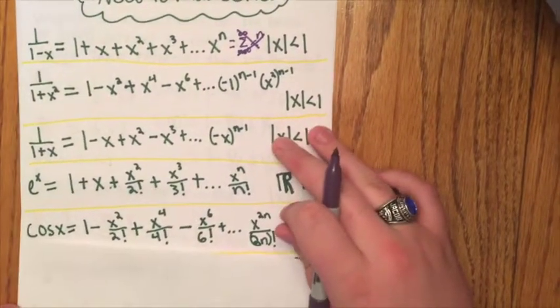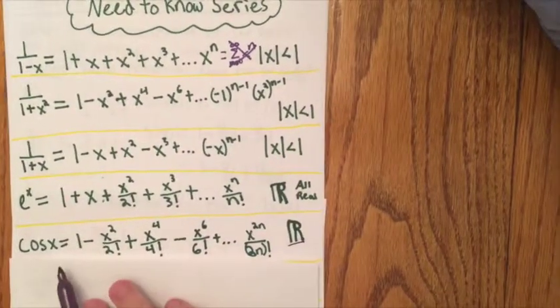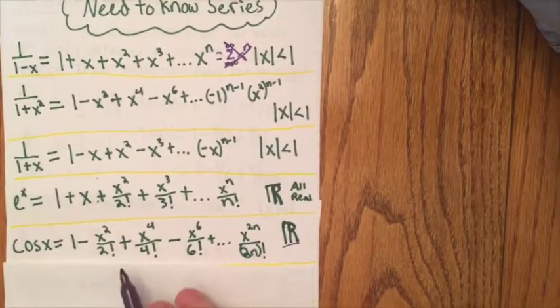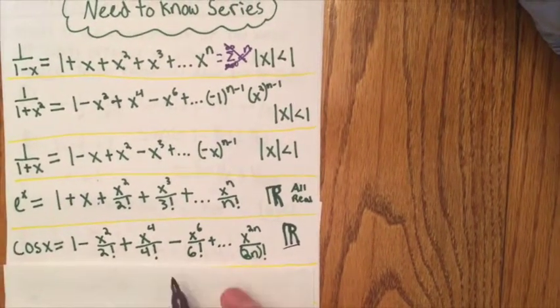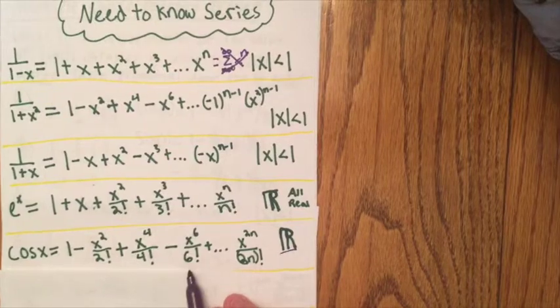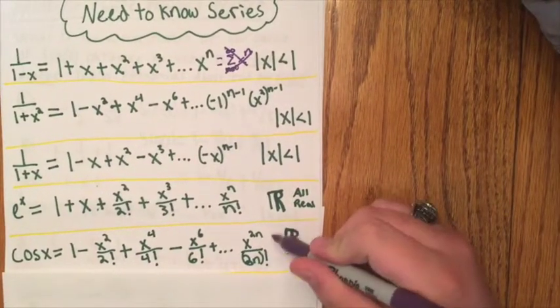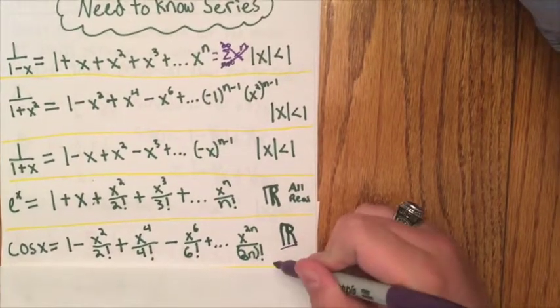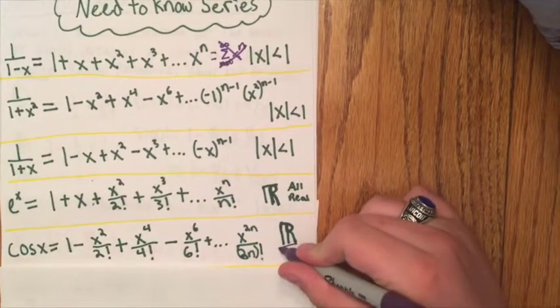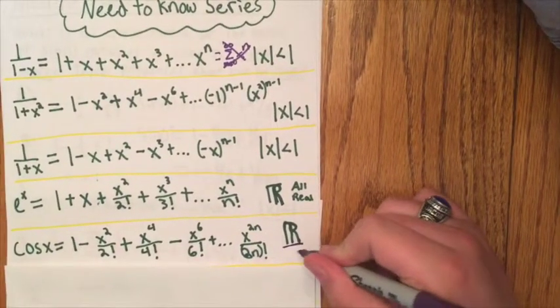Our next series would be cosine x, which is equal to 1 minus x squared over 2 factorial plus x to the 4th over 4 factorial minus x to the 6th all over 6 factorial, plus the general term x to the 2n all over 2n factorial. And this also has an interval of convergence of all real numbers.